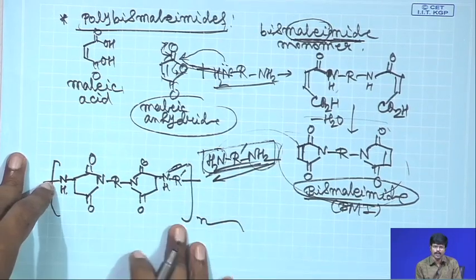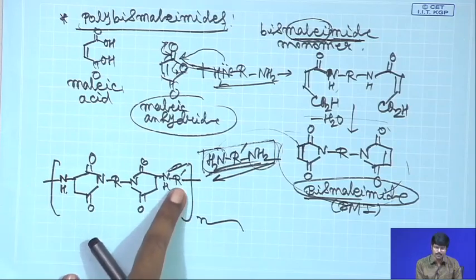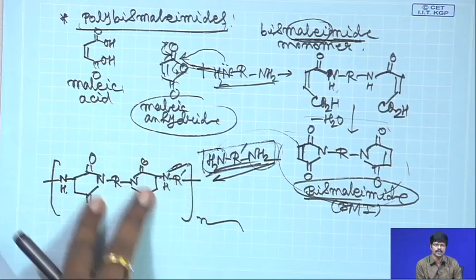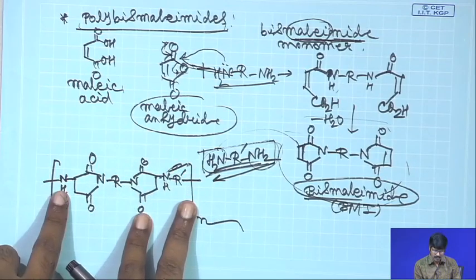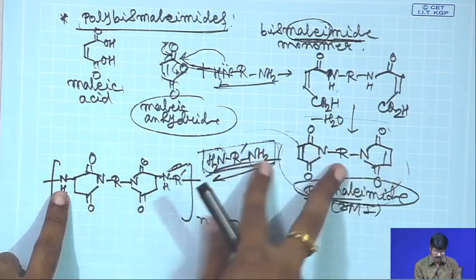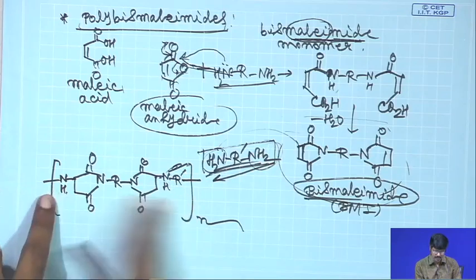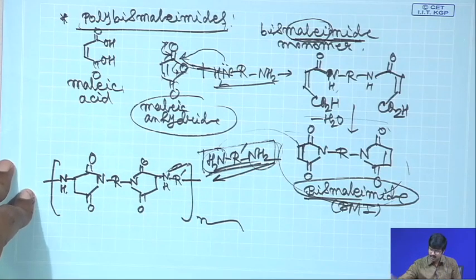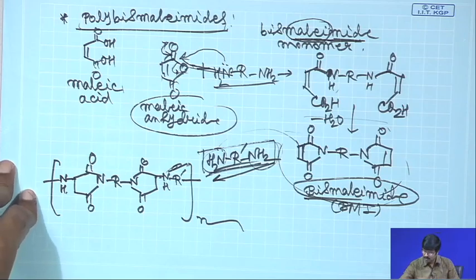Remember, you should be able to draw the repeat unit in a correct fashion. If you do not put R prime here, you can put R prime here, still the repeat unit is correct, okay, because you have to account for both of the molecules, they will come into the repeat unit. So, like this. So, this is your polybismaleimide.